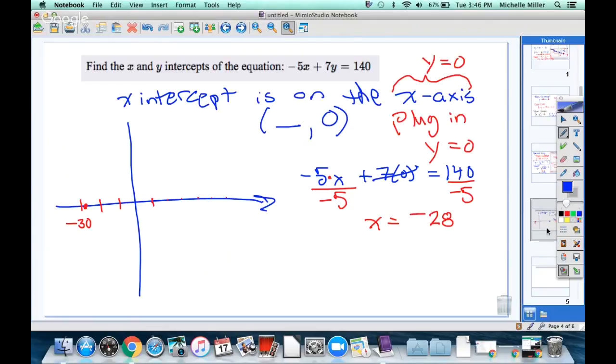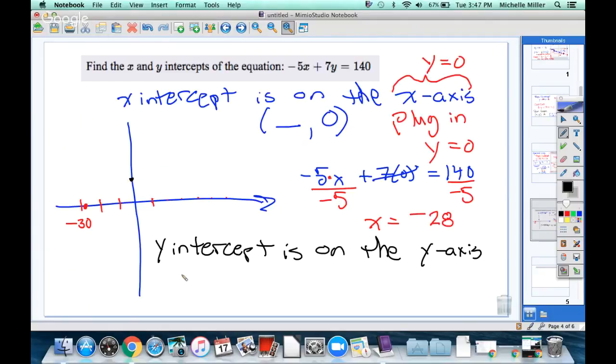All right, the y-intercept is pretty similar. The y-intercept is on the y-axis. If you are on the y-axis somewhere, you've neither gone left nor right, so x has to be 0. So I'm looking for the point 0, some number. Okay? The y-axis is the line x equals 0. Because on the y-axis, you haven't gone left or right, so x is 0 and y is whatever that number we're at is.